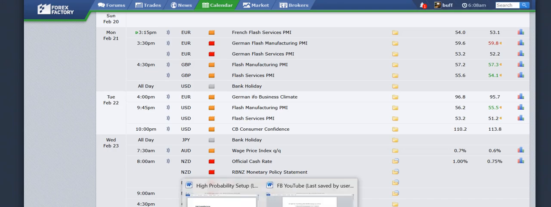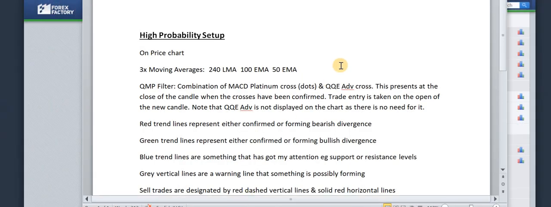All right, getting onto the charts. Now, this is just a Word document explaining what all the different colors are on the charts and what the indicators are. We've got the 3 moving averages, what their settings are, and the QMP filter, what it is. It's just a combination of the MACD Platinum, which is a MACD that you'll see on the charts at the bottom, and the QQE Advanced Cross. That's an indicator you won't see on the charts. I don't need to see it because the QMP takes care of it.